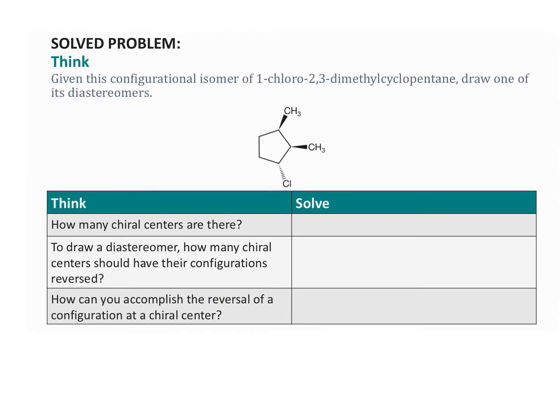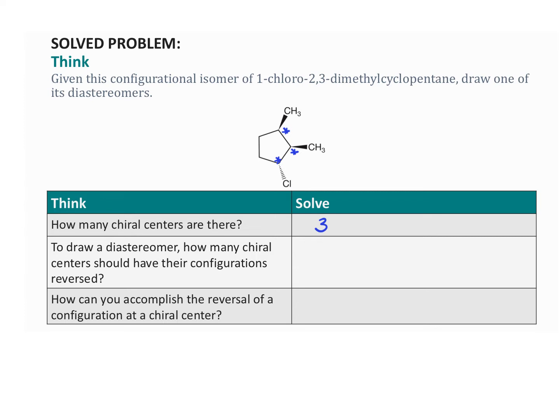Okay, given the configuration of the isomer of 1-chloro-2,3-dimethylcyclopentane, which is that molecule shown there, draw one of its diastereomers. As you go through this, we need to first figure out how many chiral centers there are. We can look at this and say, okay, there's one chiral center here, one chiral center here, and one chiral center there. So we have 3 chiral centers.